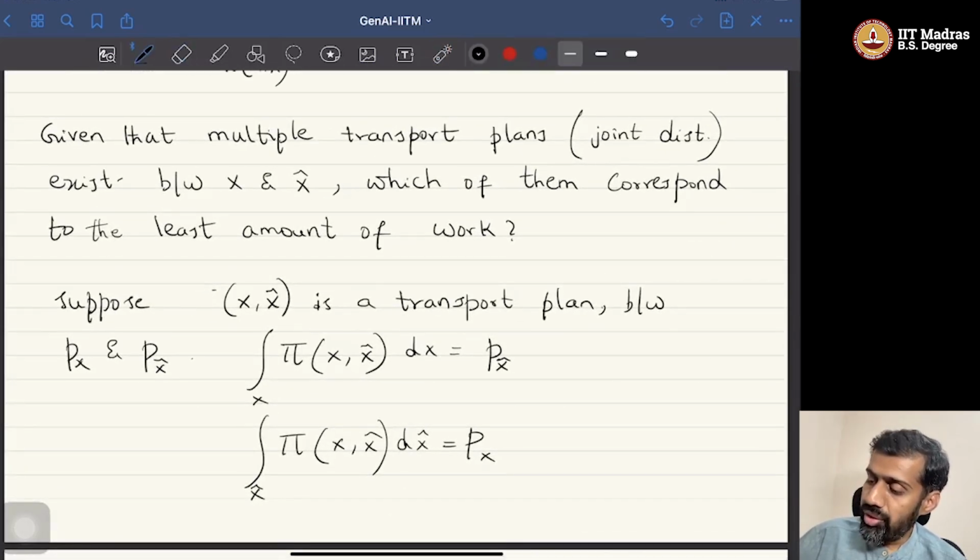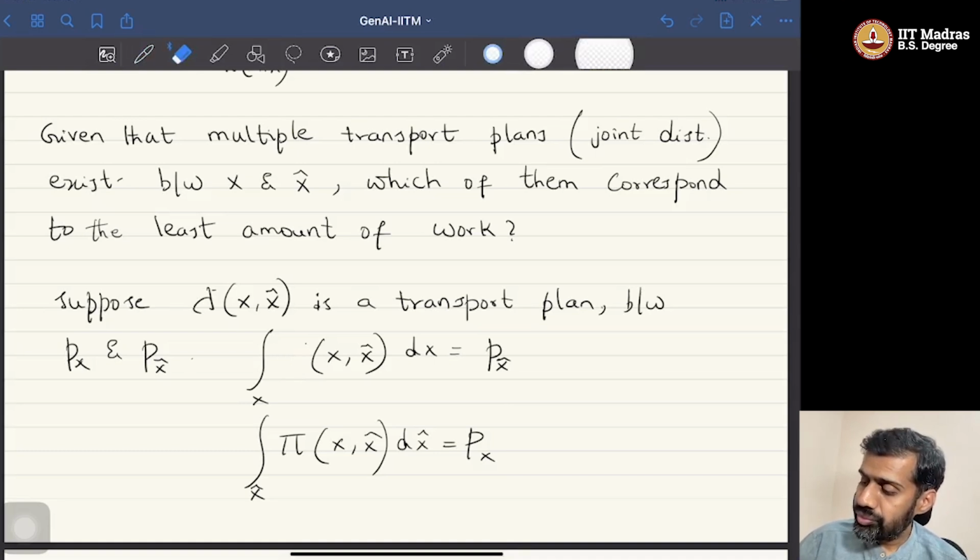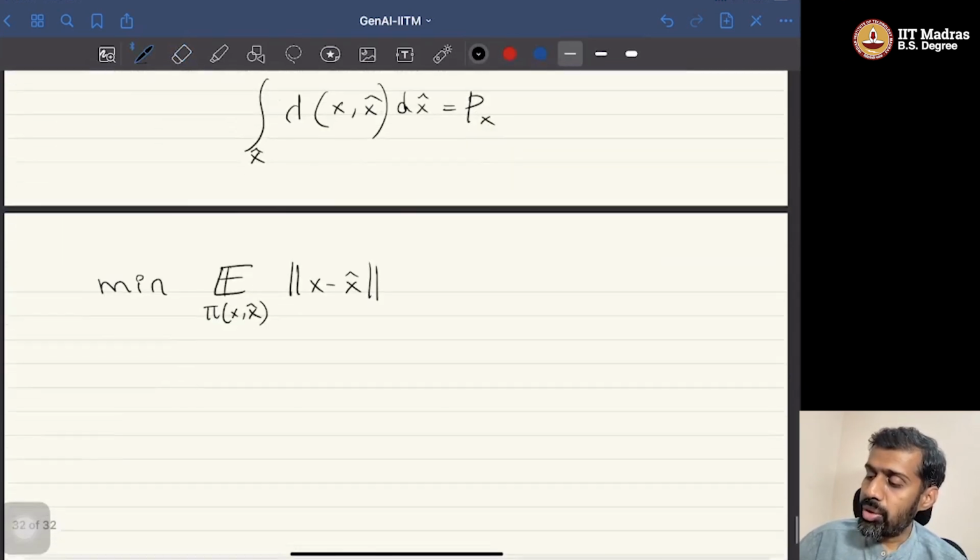Suppose lambda of x comma x cap denotes our transport plan. Then we know that the average work done here is given by this. So what I want to know is, what is the minimum amount of work done? Which transport plan corresponds to the minimum work done is the question that we would want to answer. So we need to search over all joint distributions, okay?